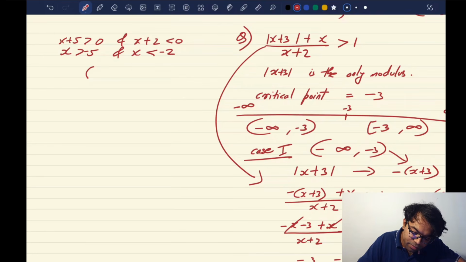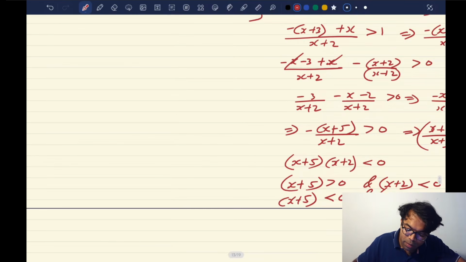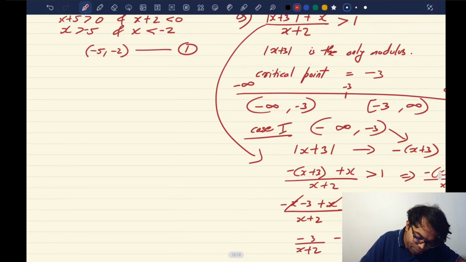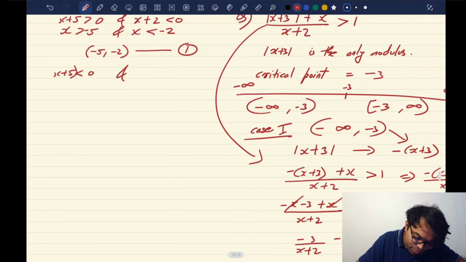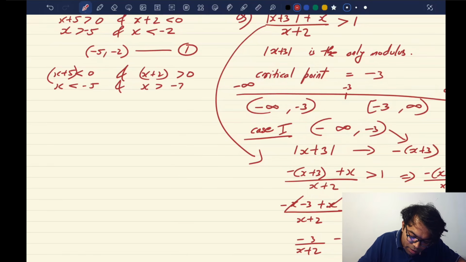Open brackets, minus 5 to minus 2. Okay, this is number 1. Next, x plus 5 is less than 0, and x plus 2 is greater than 0. So what will you get? X is less than minus 5 and x is greater than minus 2.